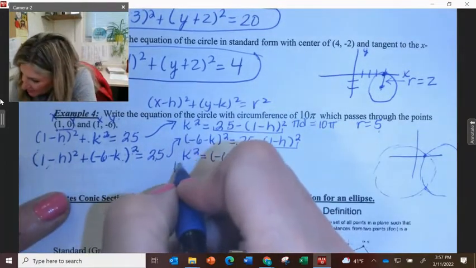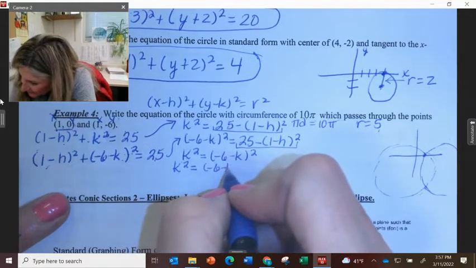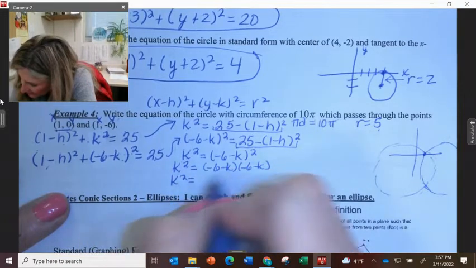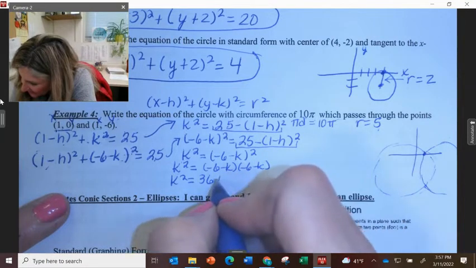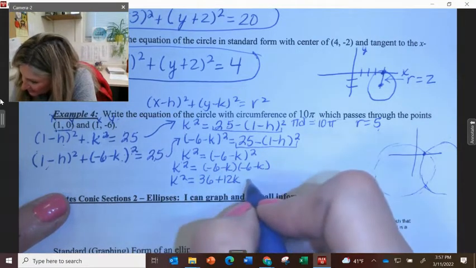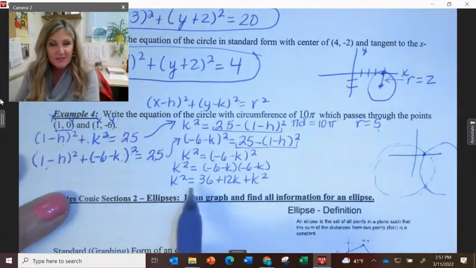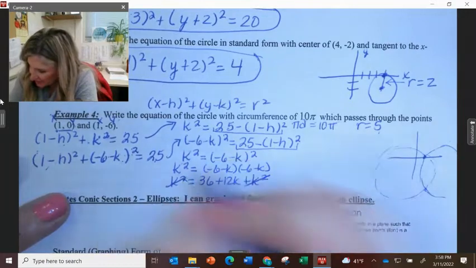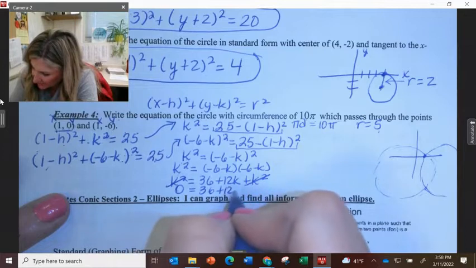But watch, I'm going to do k squared equals, I'm going to multiply this all out. So I'm going to do negative 6 minus k times negative 6 minus k. K squared equals negative 6 times negative 6 is 36. That's 6k, that's 6k, so I have 12k. Negative k times negative k is plus k squared, right? Well, what am I going to do now to solve this for k? Subtract k squared from both sides. So if I subtract k squared from both sides, I get 0 equals 36 plus 12k.